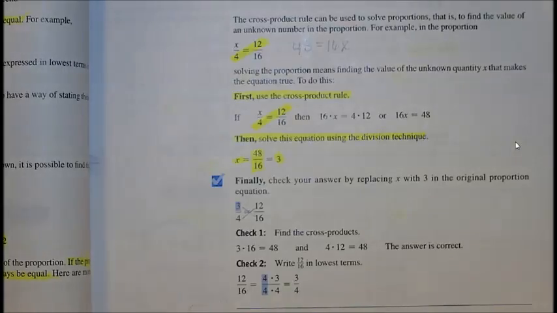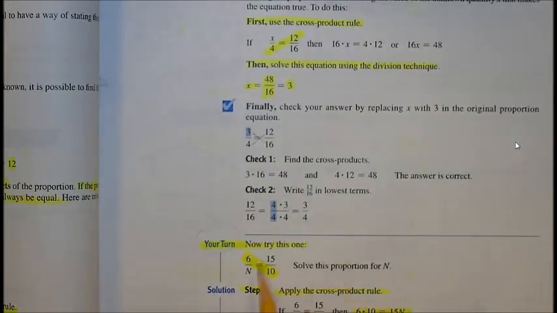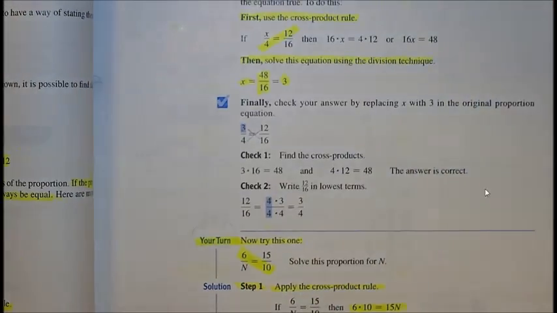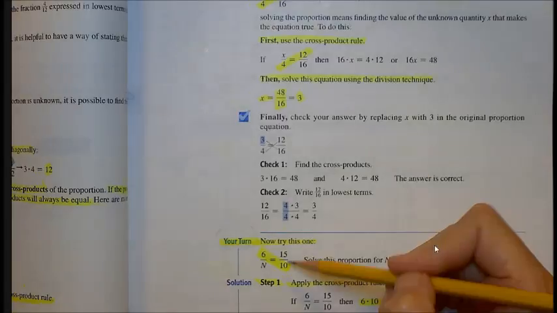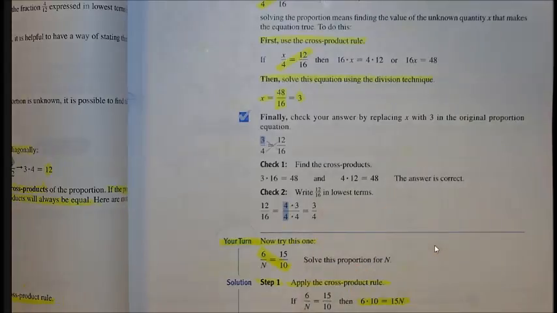Okay, so try the next one on your own. On the bottom of page 187, we have 6 over n is equal to the same proportion as 15 over 10. Okay, so go ahead and try it on your own first, and then we'll peek at the steps in just a bit.